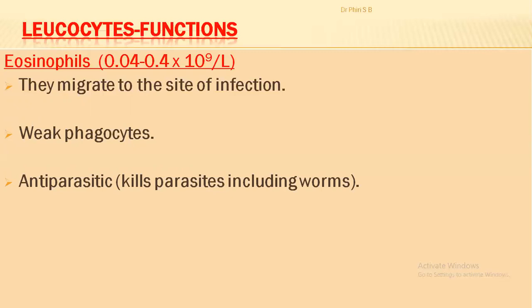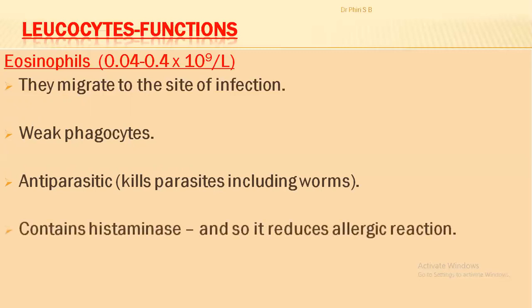So they are not mainly involved in phagocytosis, because these parasites are so big. They are bigger than the cells themselves, so they can't internalize these parasites. The best they can do is just produce proteins against them that can attack these worms and other parasites.